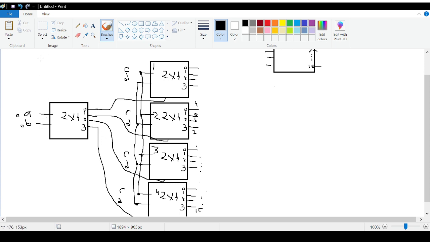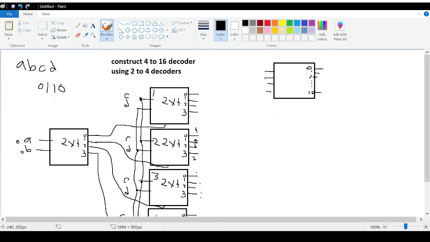So suppose my input is 0, 0. No, let's do this. Let's say my input is 0, 1, 1, 0. So if A, B, C, D is 0, 1, 1, 0, what is this value in decimal? What is 0, 1, 1, 0 in decimal? 6. So if my input is 0, 1, 1, 0, 1 should come out of output number 6 and the rest of the outputs should be 0, right?